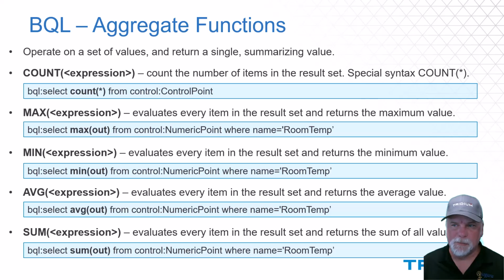Count has a little bit of a special syntax in that it allows using an asterisk character for the function parameter. Or it could be the name of the slot, like you could say count and then parentheses out or status, which would count the number of out slots or status slots from each of the components. But the asterisk is typically the easiest thing to utilize with that count function. The rest of those functions, the max, min, average, and sum, take a control point or be status numeric value, like an out slot property, for the function.